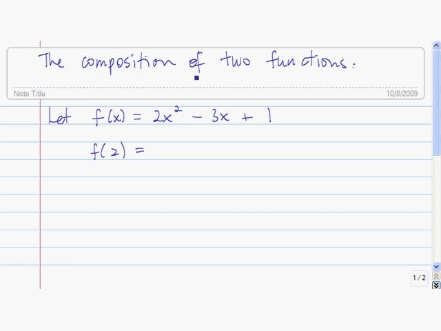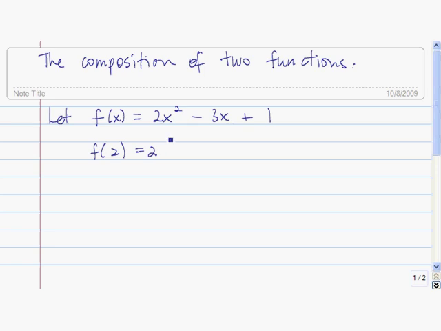Okay, before I define what is meant by the composition of two functions, I want to remind you of something. Suppose f of x is the function 2x squared minus 3x plus 1. To find f of 2, I take the number 2 and plug it in for the x's in f of x.